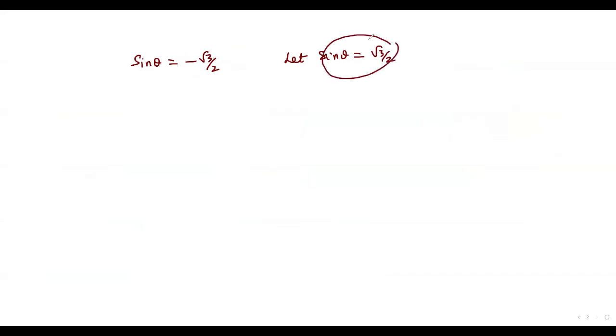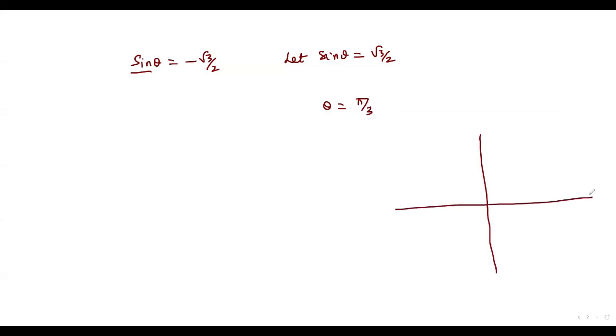Already we have solved this equation on the previous page, and we got the angle measure theta in the first quadrant, which is pi over 3. Now we have to identify the quadrants where sin theta is negative. In those quadrants, we have to consider this angle measure as a reference angle, and find the angle measure theta for which the value of sine is negative square root of 3 over 2. For that, let me draw the four quadrants over here.